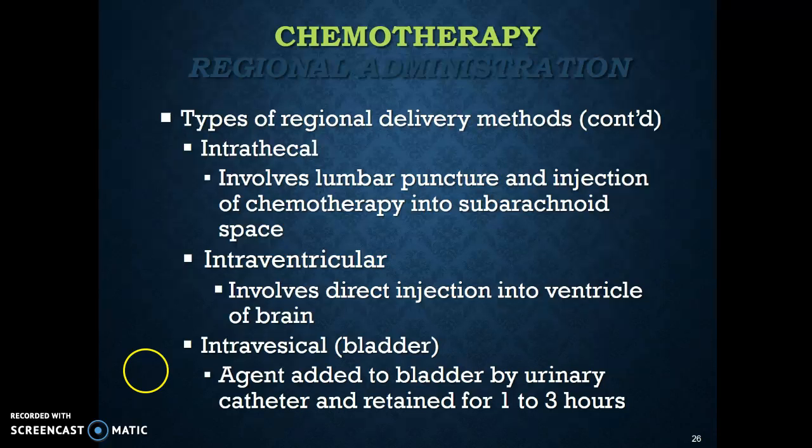Other methods, intrathecal. This is where they do a lumbar puncture and inject chemotherapy into the subarachnoid space. They can also give it intraventricular, where they are giving it directly to a ventricle of the brain. We talked a little bit about that a lot of these agents won't cross the blood-brain barrier. So because of that, they may have to give it directly into the brain ventricle itself when it's a brain tumor. And then last of all, intravesical. You'll hear that talked about when people are getting the same thing, like cancer treatment, through their bladder for a few hours and then drained.